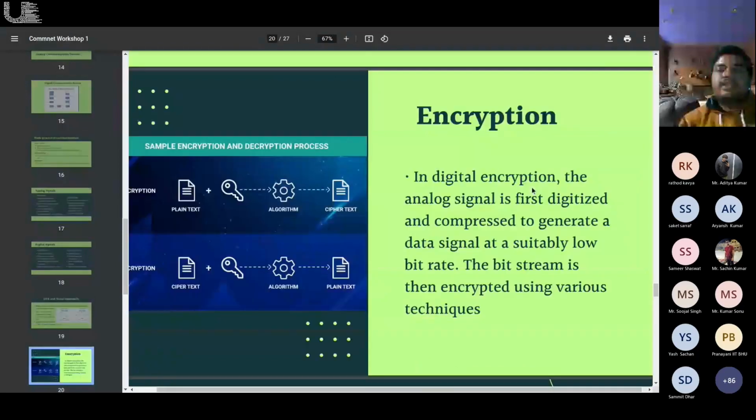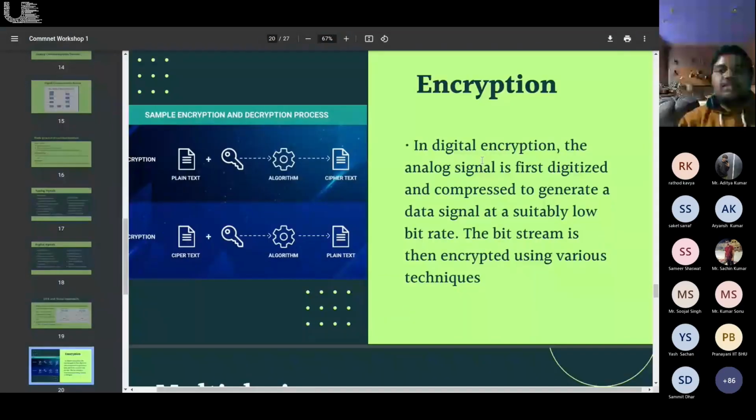Next is encryption. In digital encryption, the analog signal is first digitized. I have shown you, right, how the analog signal is converted into 1101. So it is first digitized. Right now, while I am speaking to you, the signal is also converted into 1101 or whatever. If I give you a bit stream 1101, can you identify what I am saying from that 1101? Anyone?